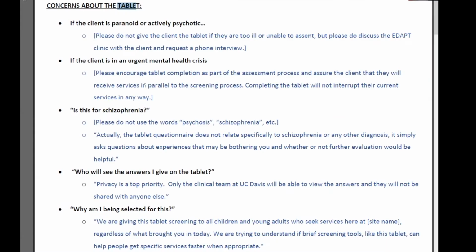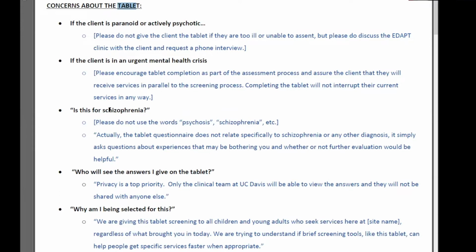Okay. So one of the things we have learned is that when folks pass this screener out, you get a bunch of questions. And so this was happening in our study. And so we basically worked with other community providers and stakeholders to say, what are the questions you're getting? And then we worked to give them some answers. So that's what this document is. So if you're concerned that the client is actively ill, what to do, or they're having an urgent mental health crisis, this is what you should do.